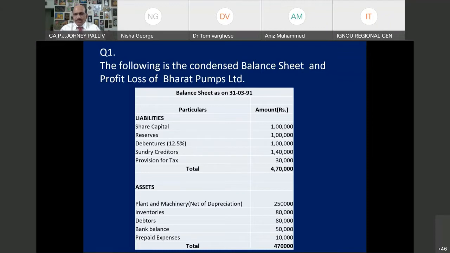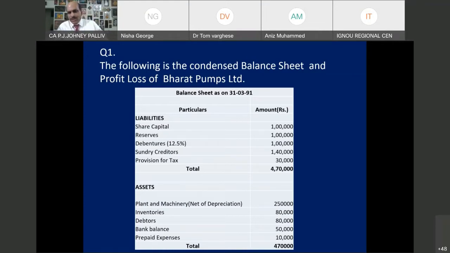Inventory 80,000, debtors 80,000. Bank balance, that is balance in the bank as on 31st March 1991, is 50,000. Prepaid expenses 10,000. Prepaid expense means expenses paid in advance, rent paid in advance, or electricity charges paid in advance, or salary paid in advance. That is what is called prepaid expenses. The total is 4,70,000. So first of all, you should understand the balance sheet.